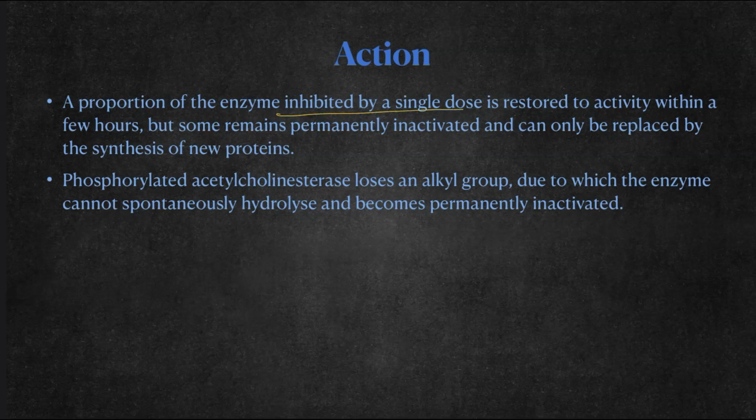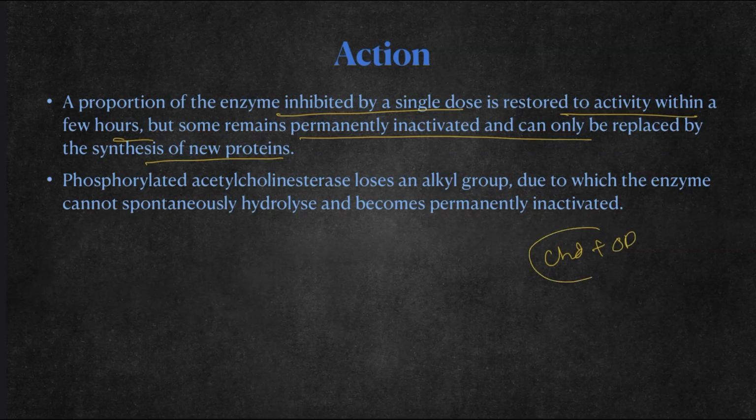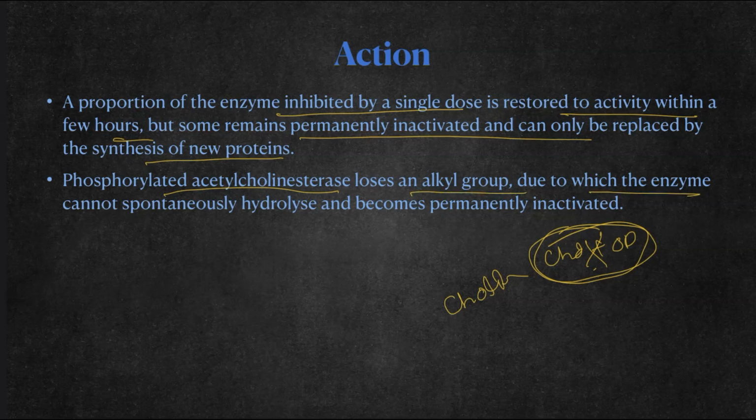A portion of the enzyme inhibited by a single dose is restored to activity within a few hours, but some remains permanently inactivated and can only be replaced by synthesis of new proteins. So the cholinesterase enzyme plus organophosphorus compound sometimes breaks apart, or sometimes is permanently adhered and cannot be replaced except by forming new cholinesterase enzymes. Phosphorylated acetylcholinesterase loses an alkyl group, due to which the enzyme cannot spontaneously hydrolyze and is permanently inactivated. So the organophosphorus removes the alkyl group in the cholinesterase, and because of that, it cannot act on acetylcholine.